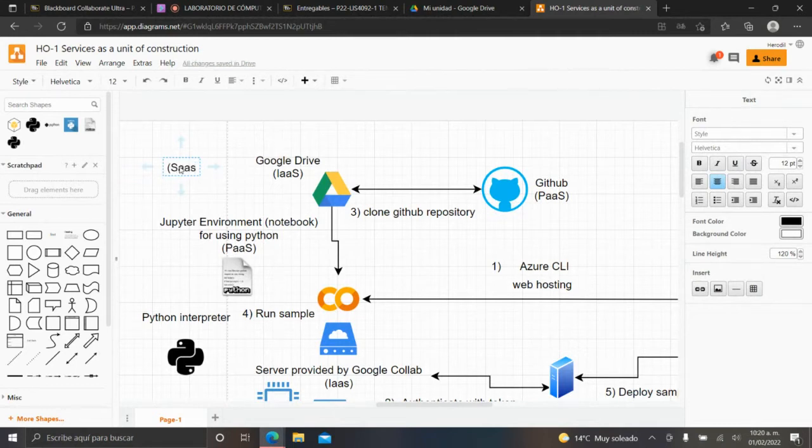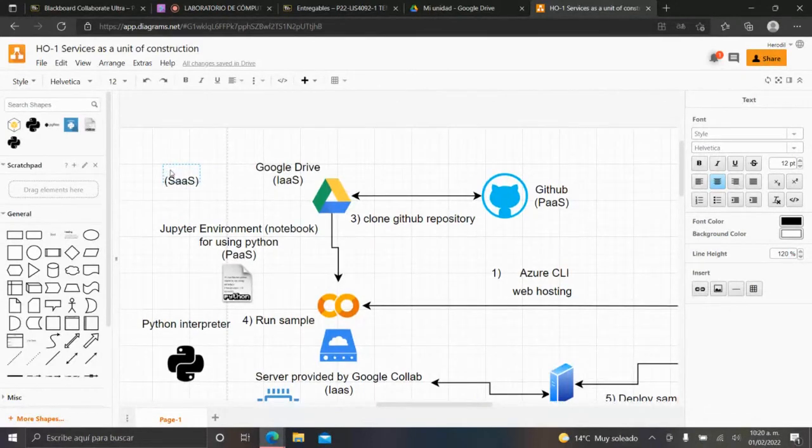So is the file system, can I put it like this? Yes. And this is the file system is platform as a service.